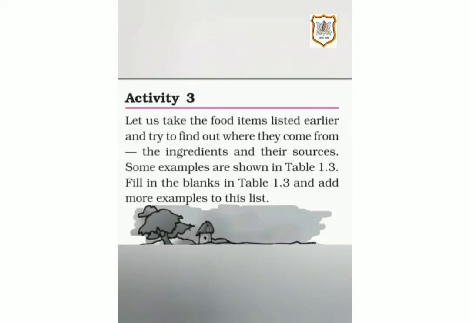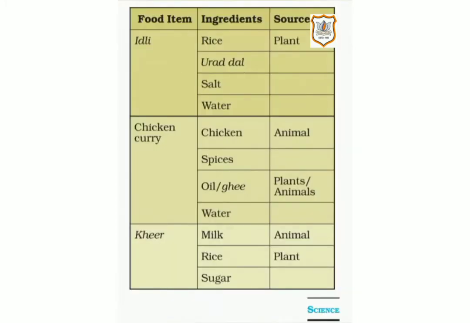Moving on to activity 3, let us take the food items listed earlier and try to find out where they come from, the ingredients and their sources. Some examples are shown in table 1.3. Fill in the blanks in table 1.3 and add more examples to this list. So we will now do table 1.3. Now here we have 3 columns: food item, ingredients, sources.